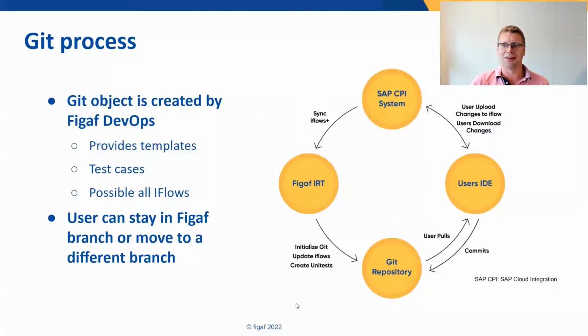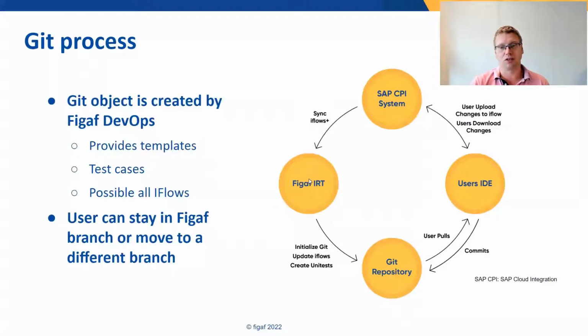Okay. So the way we are working in Git, we kind of use it as an advanced distributed file system. In the normal development process, you will create your iFlow in the CPI system. It will then be synchronized into the Figaf tool, and here we will have all the versions and check out which iFlow has been changed.